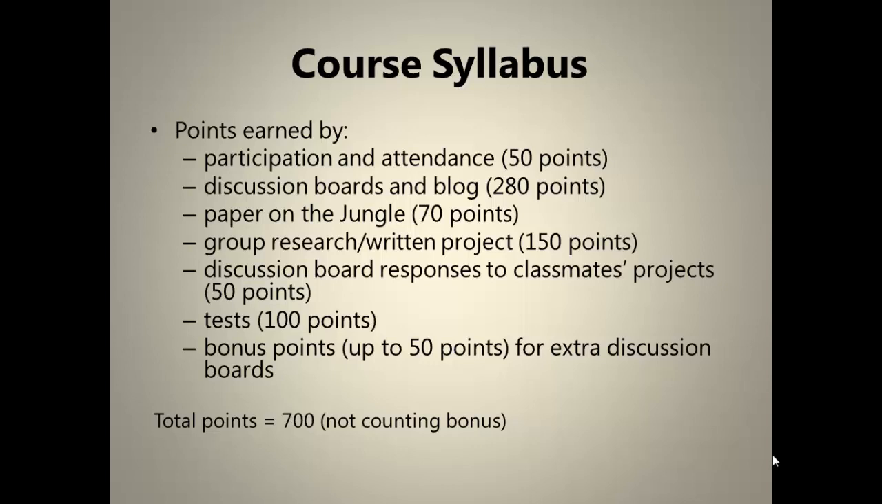In addition, you'll have the paper on The Jungle, which is due somewhere in week 5, 6, or 7, somewhere in there. It's in the syllabus. That will be worth 70 points, and you will write up a traditional paper. It's a relatively short paper that summarizes The Jungle, and you submit it in Blackboard, and I'll grade it and return it to you.